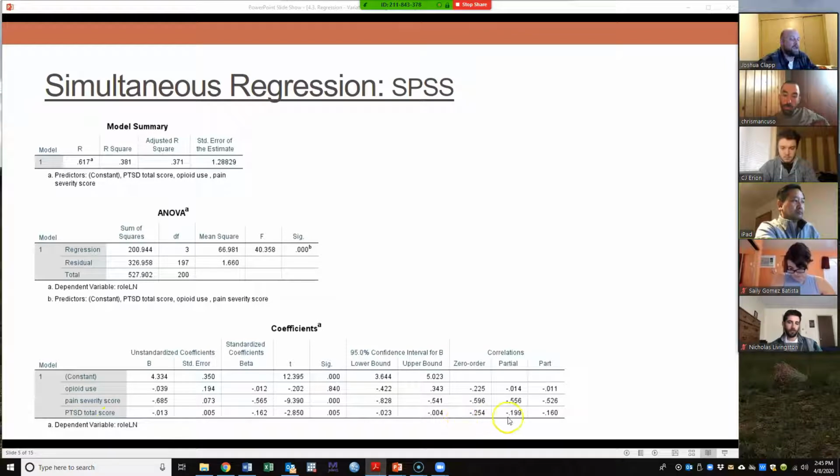And so we see here that opiate use has a small correlation with the natural log of role functioning, right? If I'm just looking at those two together, okay? But CJ, what happens when I go from the zero order correlation to my partial correlation? It decreases quite a bit. And why is that? How do we understand that?